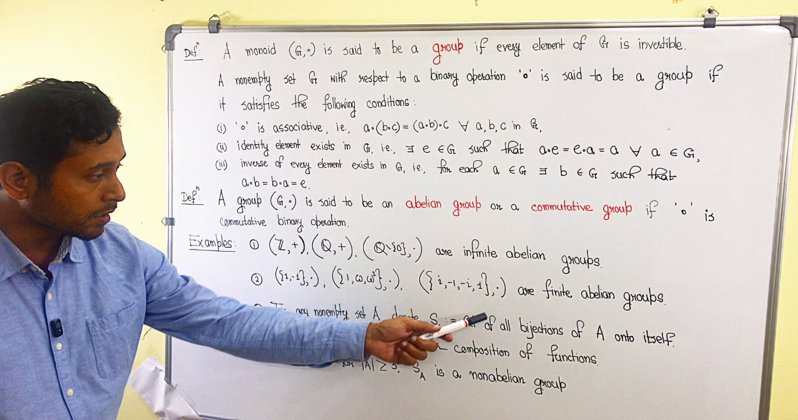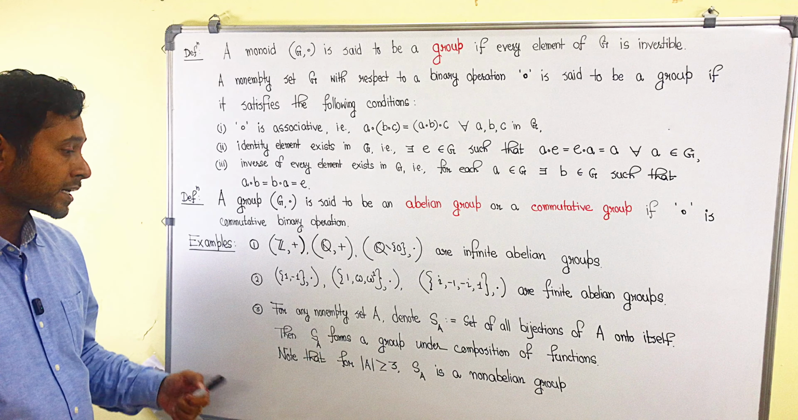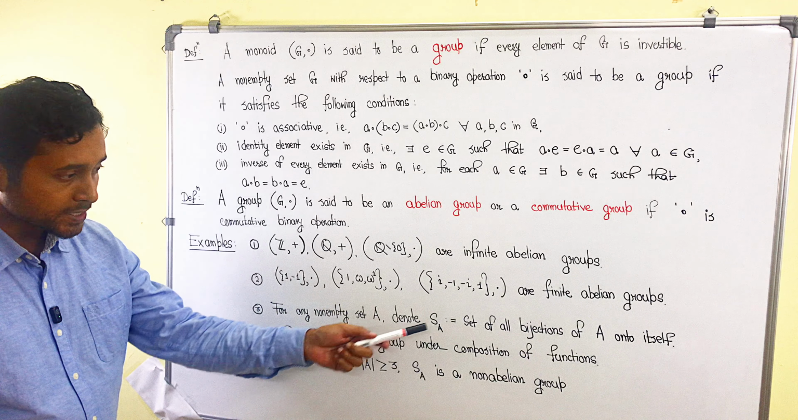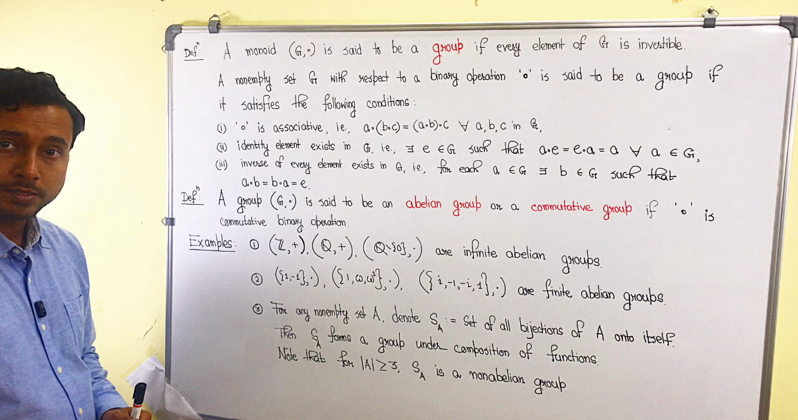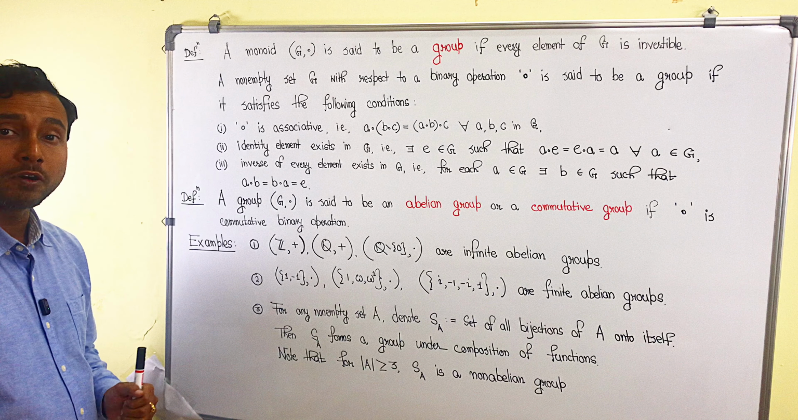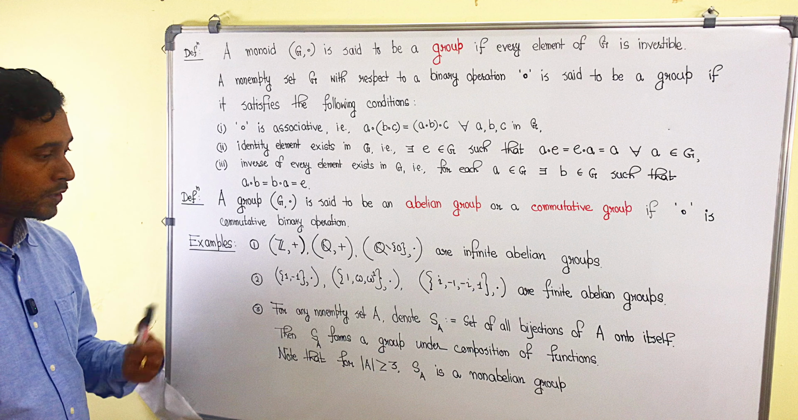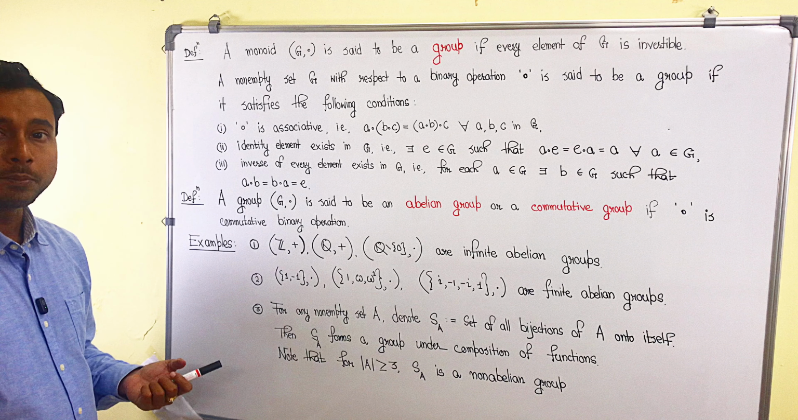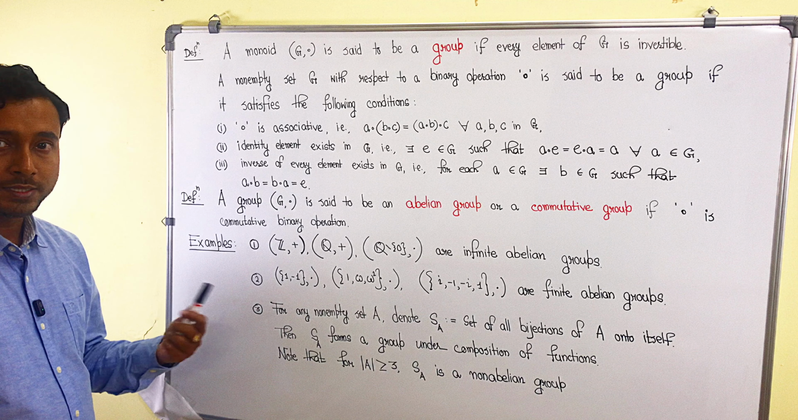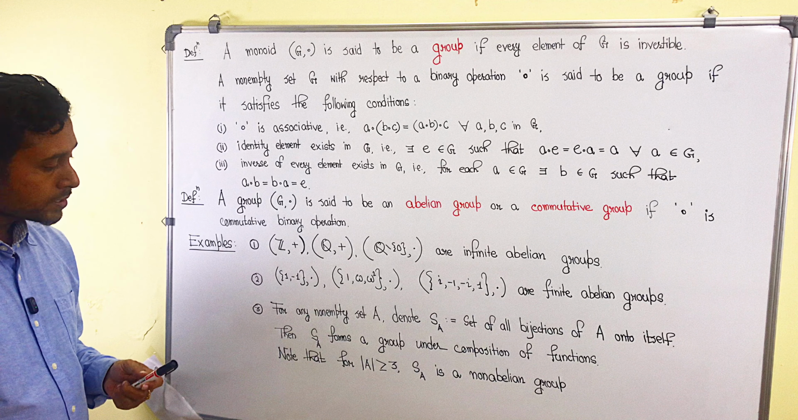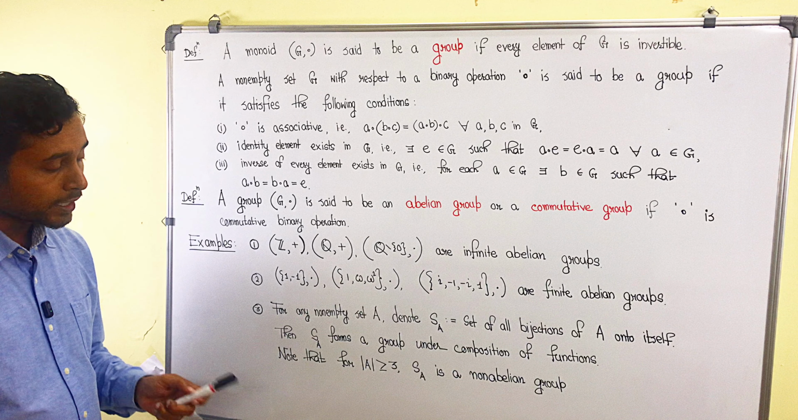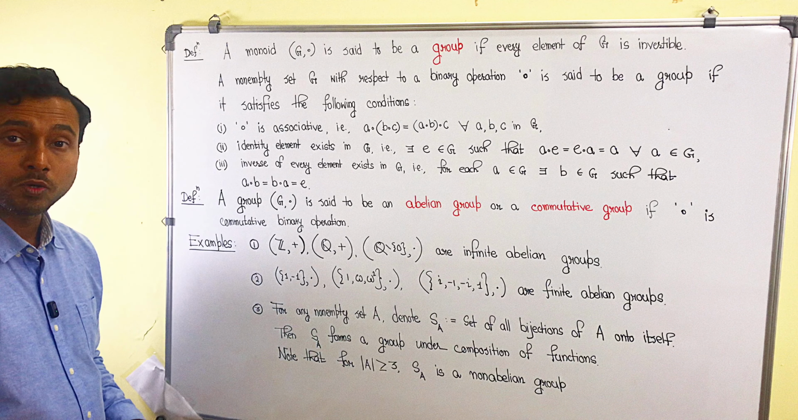Alright, but the next example will give us a more general class of examples. For any non-empty set A, we denote S_A to be the set of all bijections of A onto itself. Then this S_A forms a group under composition of functions, and this S_A is what we call the symmetry group on the set A. We will see in subsequent classes that any group can be embedded in a symmetry group, and that's due to Cayley's theorem. One can easily check that when this set A has at least 3 elements, then this group S_A is non-abelian.